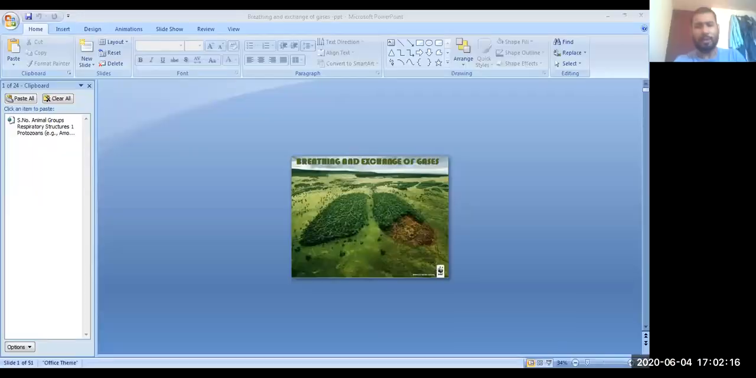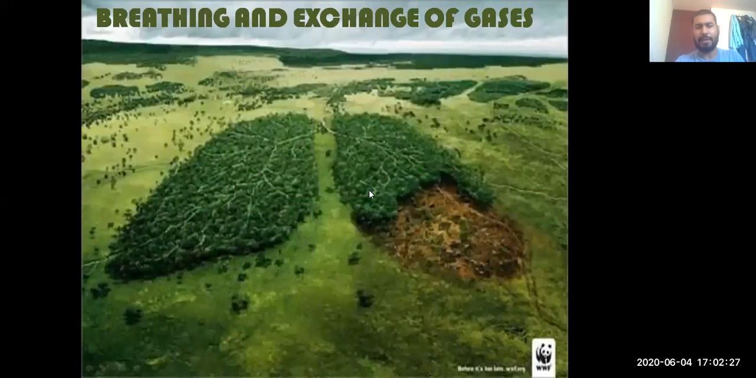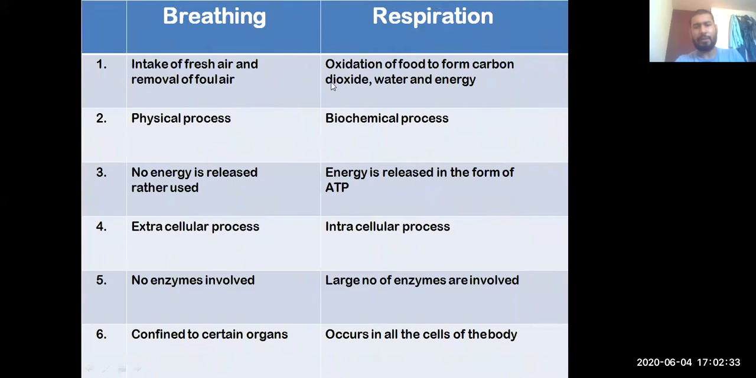So now today we will start a new chapter, and the name of the chapter is Breathing and Exchange of Gases. In this figure, there are two lungs, one of which is destroyed. First of all, we will see the difference between breathing and respiration.